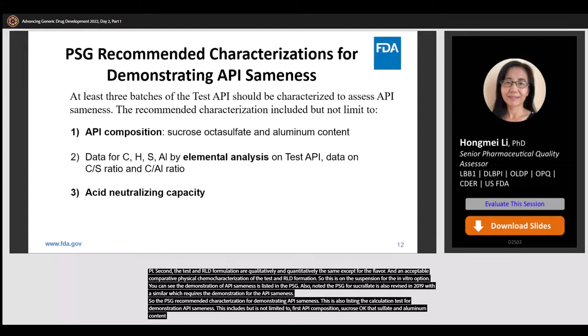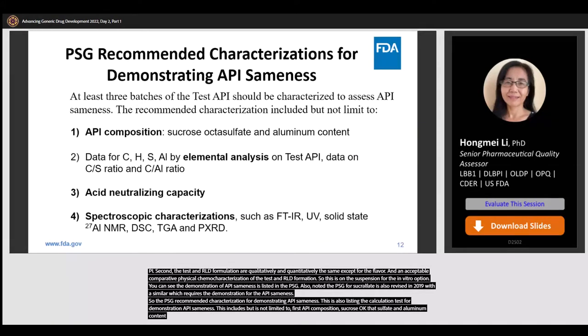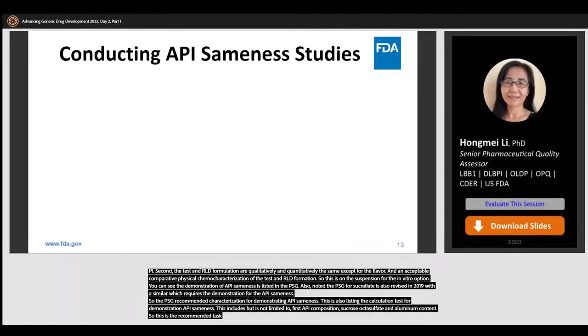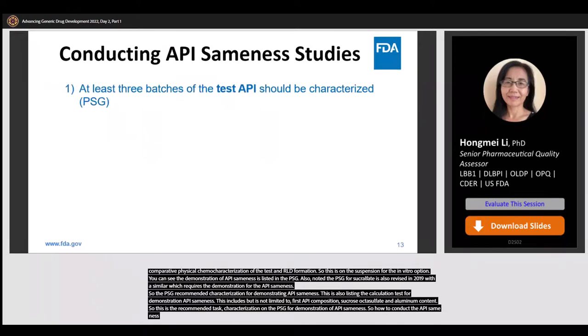Third, the acid neutralizing capacity of the test API, and the spectroscopic characterizations such as FTIR, UV, solid state aluminum NMR, DSC, TGA, and polarized light microscopy. So this is the recommended test characterization in the PSG for demonstration of API sameness. So how to conduct API sameness? Generally, there are four approaches for conducting the studies. First, you can characterize the test API itself, which is recommended in this PSG.